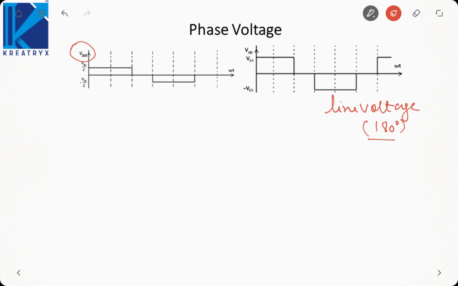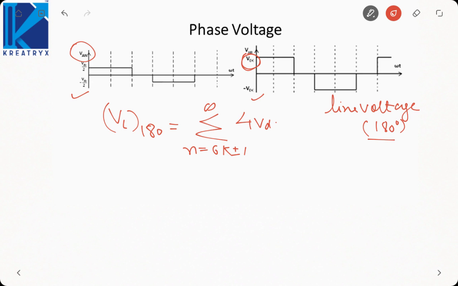Can you see the similarity in the waveform between this and this? Just the amplitude of the line voltage is doubled, but they are exactly the same waveform. What was the Fourier series for line voltage of 180 degree? It was summation n is equal to 6k plus minus 1, then 4 VDC by n pi cos n pi by 6 sin (n omega naught t plus n pi by 6).